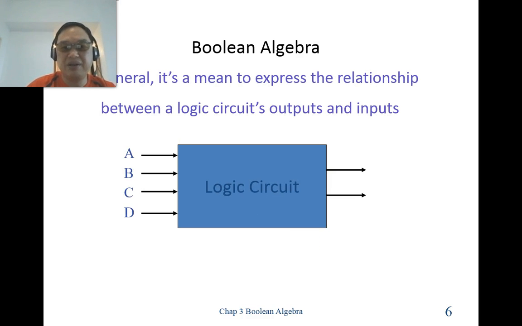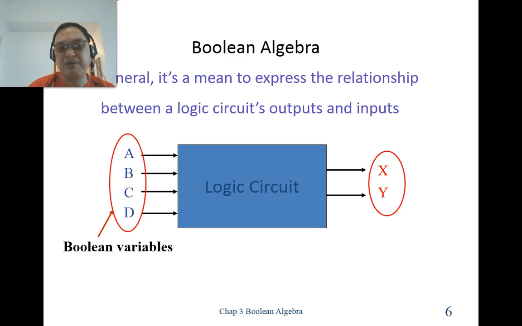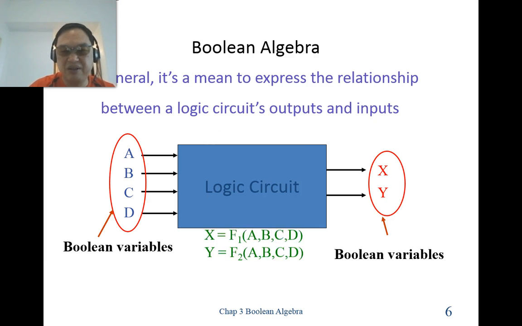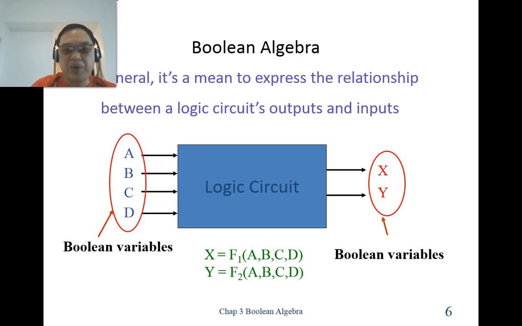Boolean equations, all right. If we are talking about input and output, input conditions and output conditions, the output depends on the input, right? So in general, it is a means to express the relationship between the logic circuit output and input. We look at it in more detail. There's a Boolean variable. We can say the output X depends on A, B, C, D. In layman's terms, the function, the output Y also depends on A, B, C, D, right?